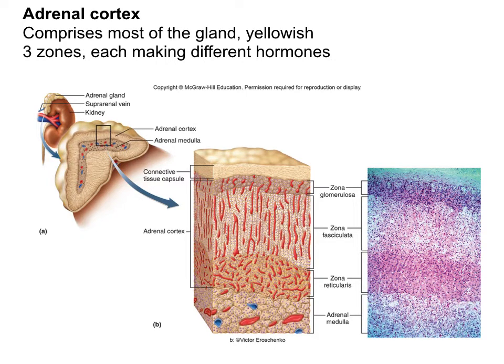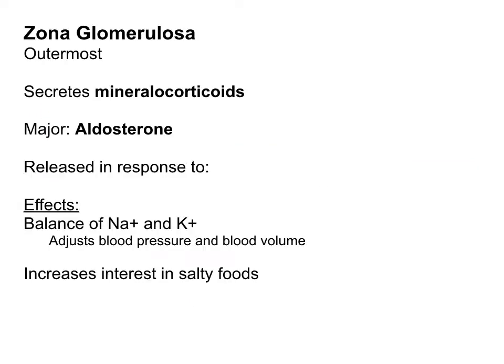Now, your adrenal cortex, which is most of the gland, actually does have a yellowish appearance to it. And histologically, it can be divided into three different zones, each zone making a different hormone. You have the zona glomerulosa, which is the outermost, the zona fasciculata, which is the middle layer, and the zona reticularis, which is the innermost layer. How we're going to approach the gland is working our way from the outside in. So let's begin with your zona glomerulosa.